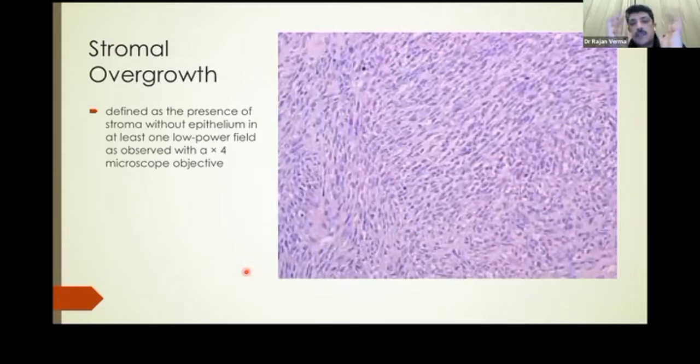Stromal overgrowth. What is stromal overgrowth? This came up with the phyllodes tumor per se. Stromal overgrowth is defined as the presence of stroma without epithelium. When you see it under a low power microscope, you will see sheets of these spindle cells without any intervening epithelial glands or clusters.